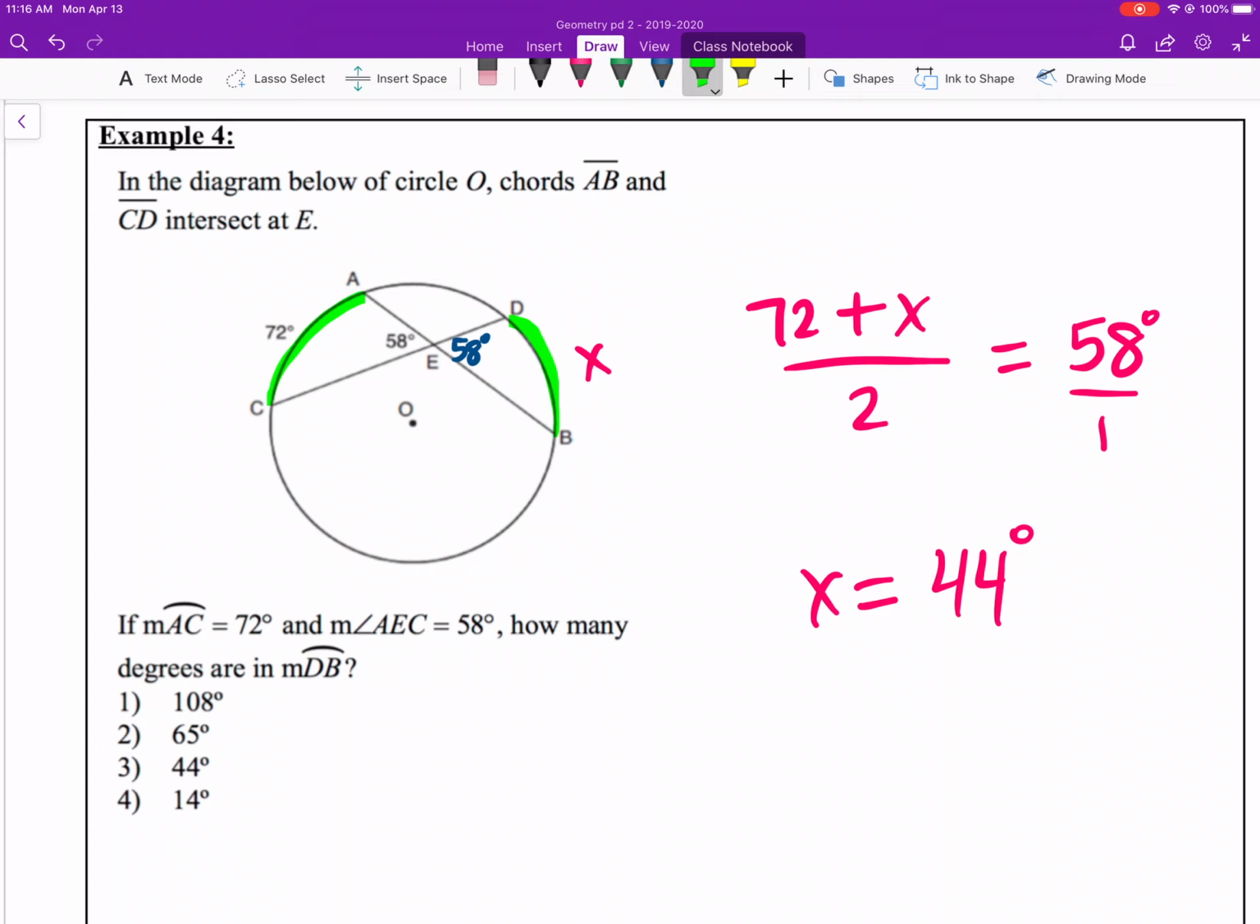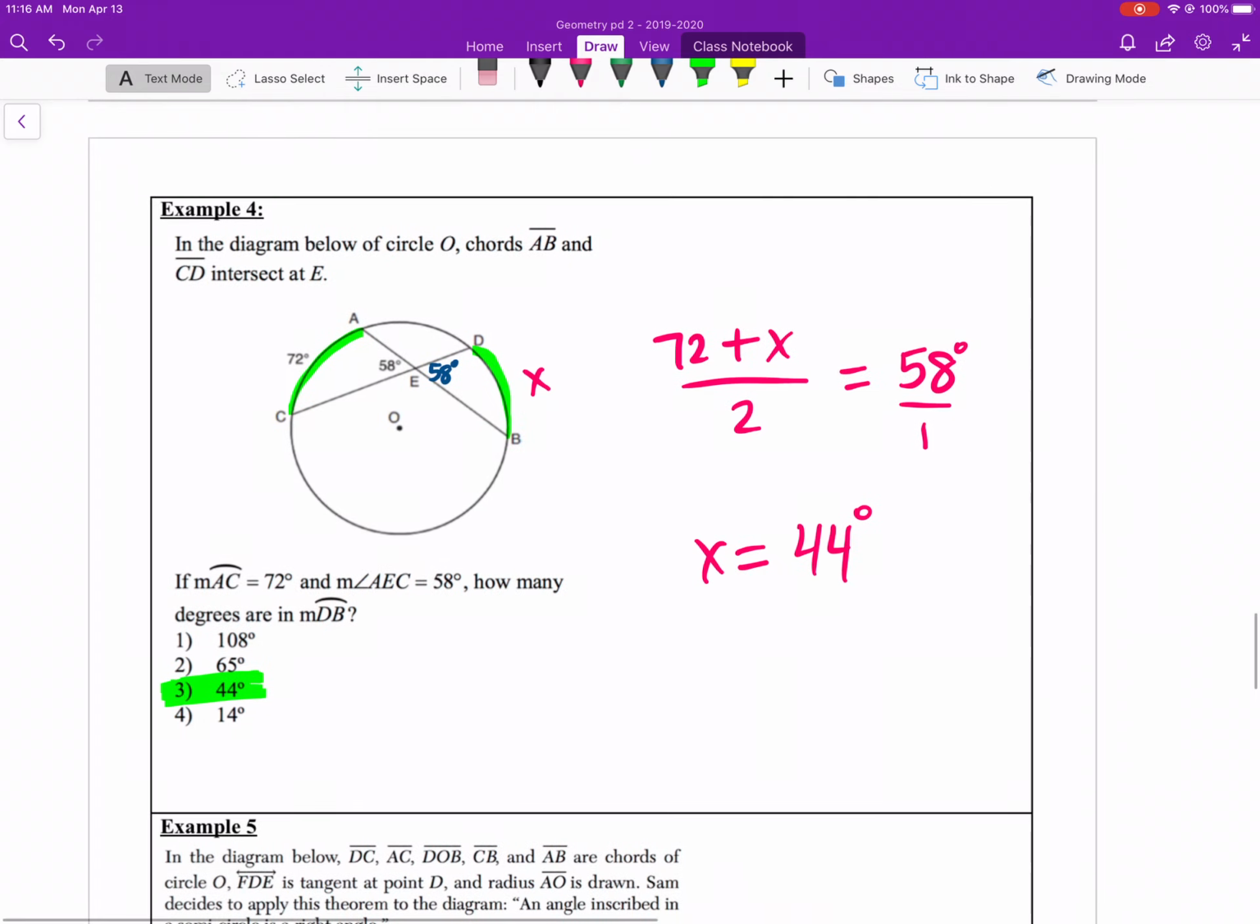Remember, you can do it algebraically. Just want to show you another way. So you get 44 degrees there. And that answer choice makes sense, right? Well, this arc is smaller than the 72. For x here, that arc DB, it's smaller than 72 for sure. So really your two answer choices that were even possible were 65 and 44. 14 would be too small, 108 too big, and so it had to be between 65 and 44.